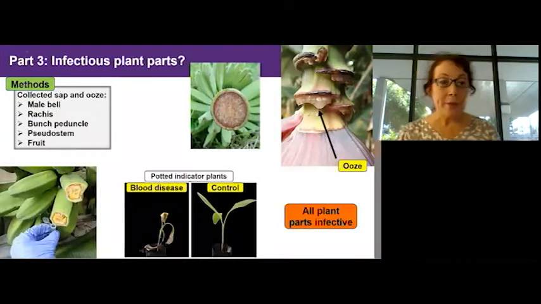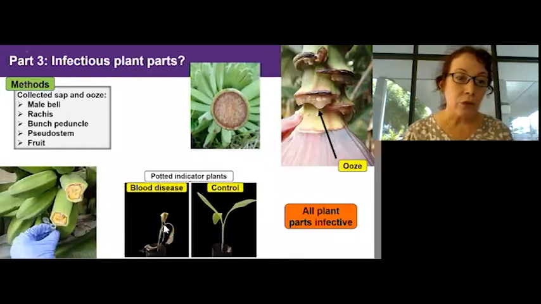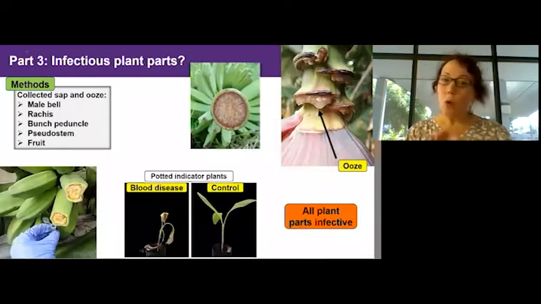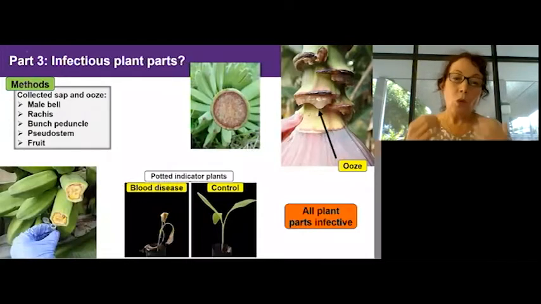I collected the sap and then I injected it into potted indicator plants. And what we found is that the sap and ooze from all of the symptomatic plant parts that I looked at were all infective.